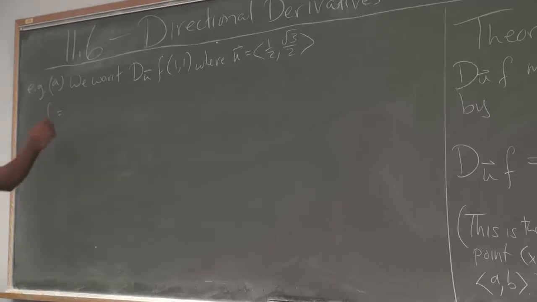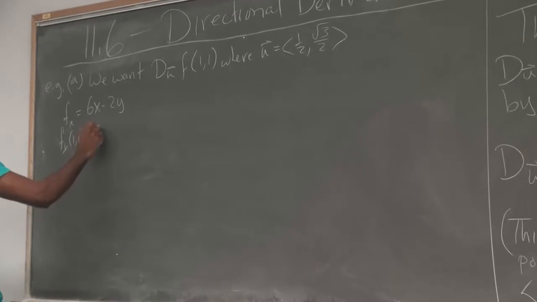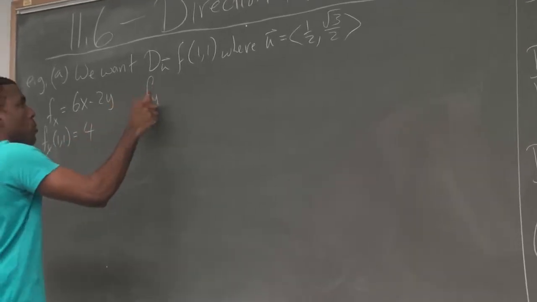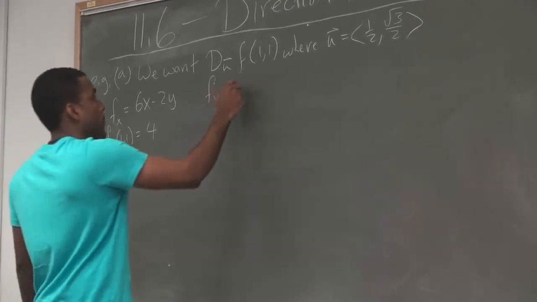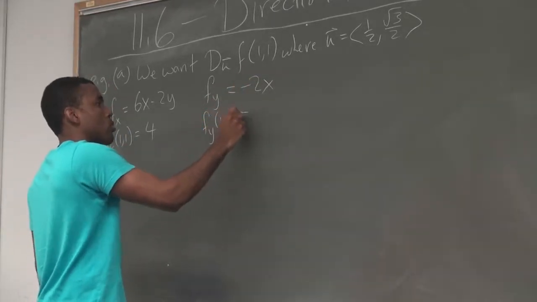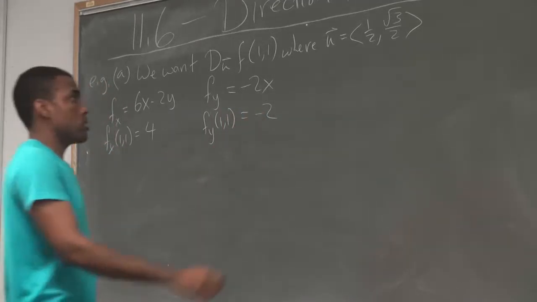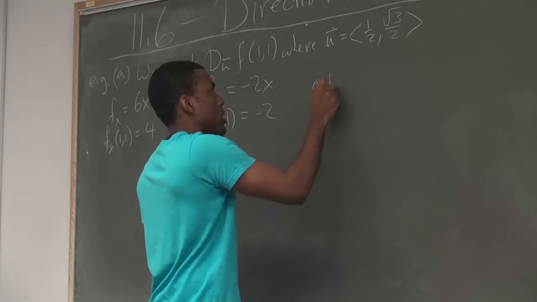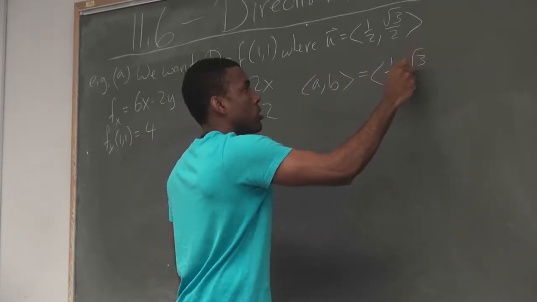Note that f_x, the partial with respect to x, equals 6x minus 2y. So f_x evaluated at the point (1, 1) is 4. What is f_y? It's minus 2x. So f_y at the point (1, 1) is just minus 2. Here, your u is just the vector (1/2, radical 3 over 2).